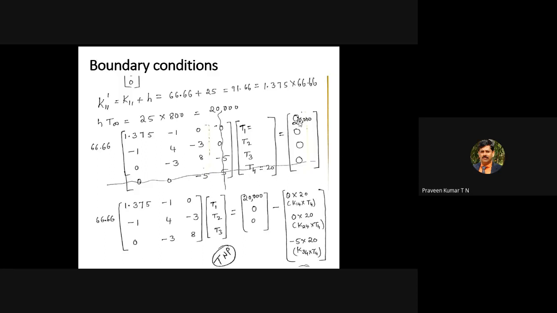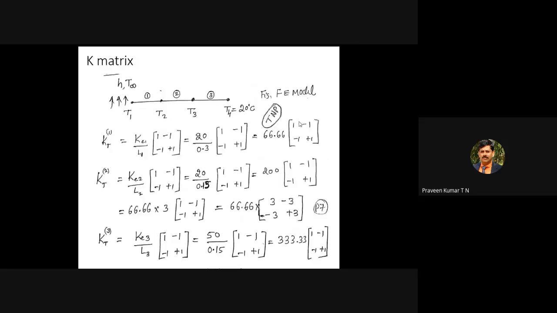But now you have not applied the boundary condition. We have one boundary condition here: at node 4, the specified temperature boundary condition. At node 4, the temperature is 20 degrees Celsius. It is not a zero boundary condition. It is a non-zero boundary condition, also referred to as a non-homogeneous boundary condition. In the case of a non-homogeneous boundary condition, the value of temperature is not equal to 0, or the value of the displacement or rotation is not equal to 0.